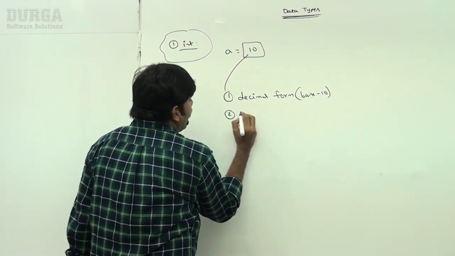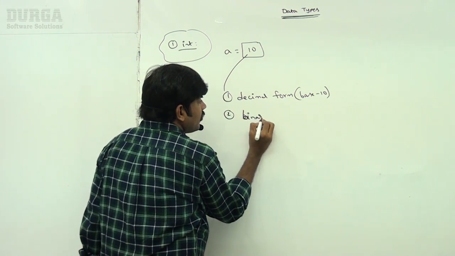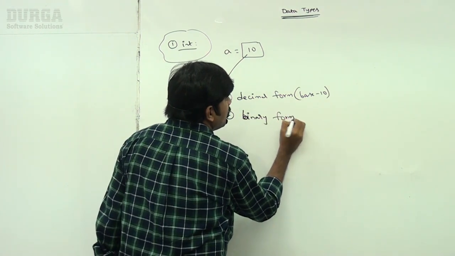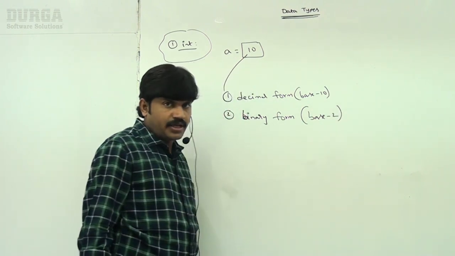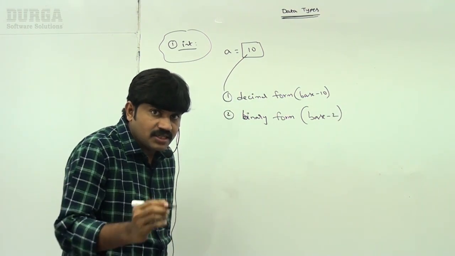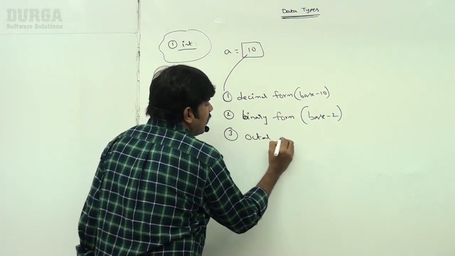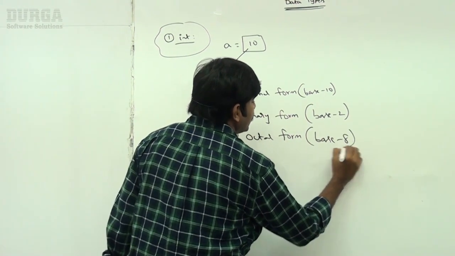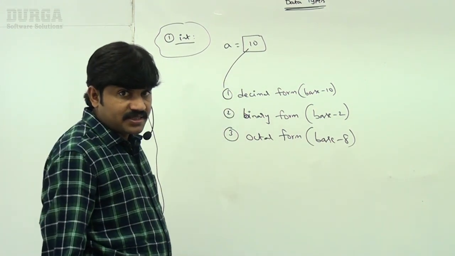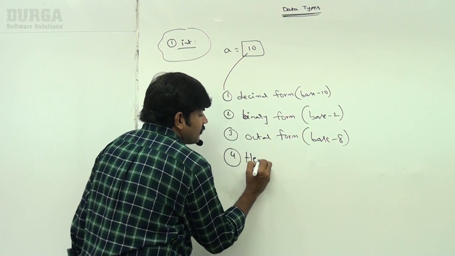Second one, binary form. Binary form is nothing but base 2. We can represent by using binary form, which is nothing but base 2. Next, third one, octal form. Octal number system itself is base 8. Next, hexadecimal.